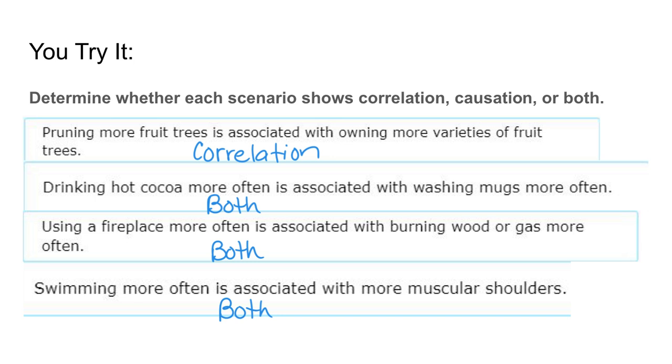The third one, using a fireplace, is associated with burning wood or gas more often. If you're using a fireplace, you have to use some sort of fuel. Might be a wood fireplace, might be a gas fireplace. But because you must have fuel in order to use the fireplace, that would also be causation. Using the fireplace causes you to burn wood or gas. And then swimming more often is associated with more muscular shoulders. Swimming causes an arm workout. Swimming causes you to be more muscular in your shoulder area, because it's exercise in that specific area. And so that would be considered causation as well.